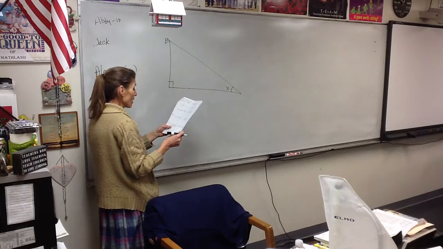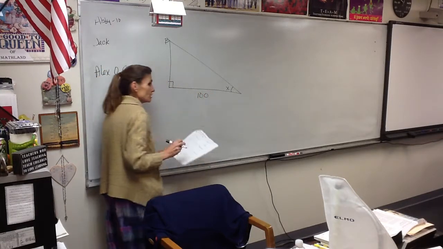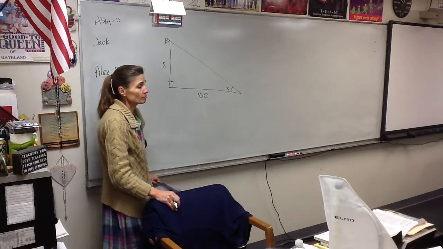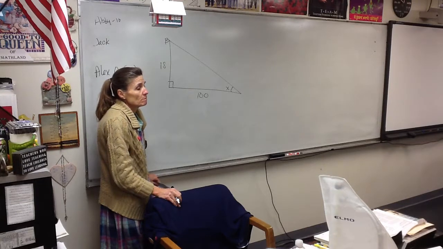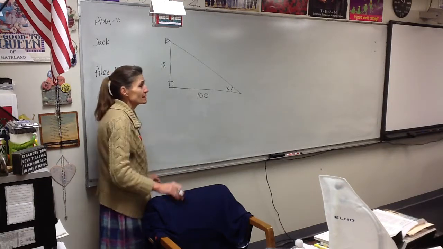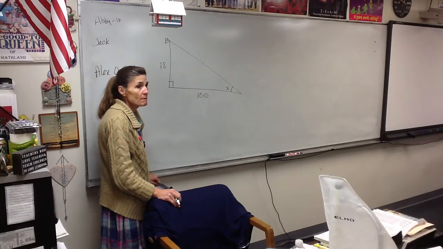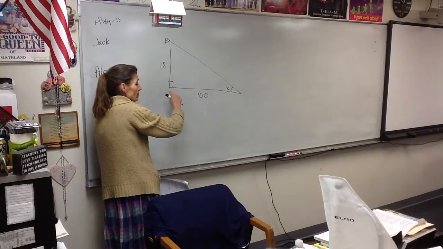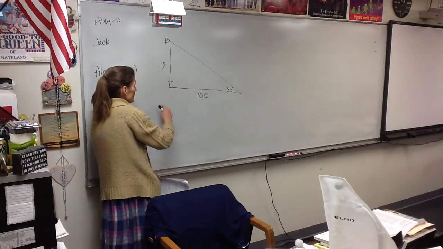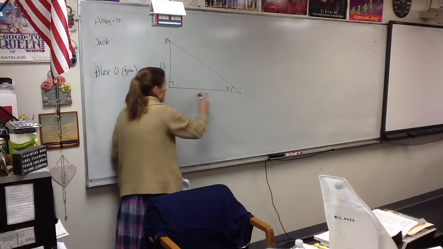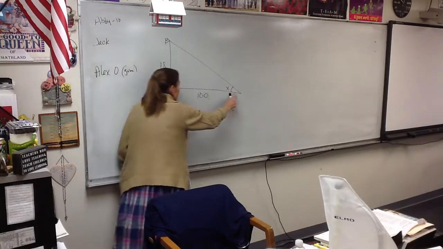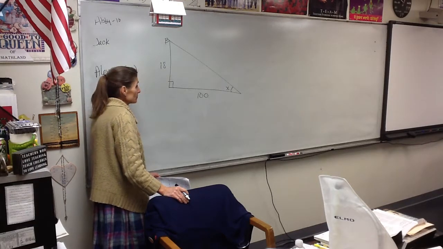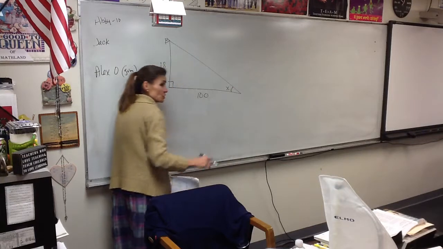It says the point on the ground is 100 feet from the base of the tree, and the bird is 18 feet above the ground. Now, does that picture make sense to you? You need to be able to draw that picture on your own. So here's the tree. Here's the ground. Here's the base of the tree. So the point I'm looking from is 100 feet from the base of the tree. Now I need to find the angle of elevation.